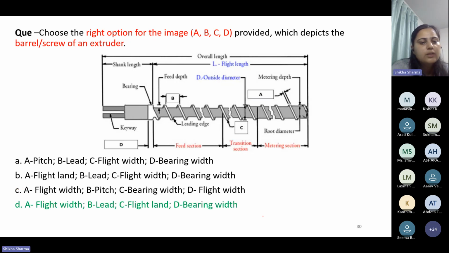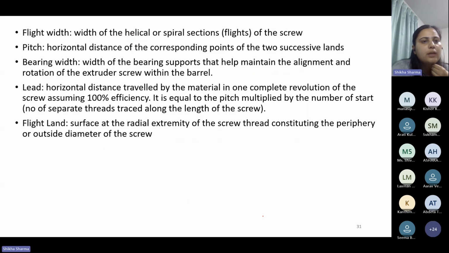C is correct. Option D is correct. Yes, option D is correct.